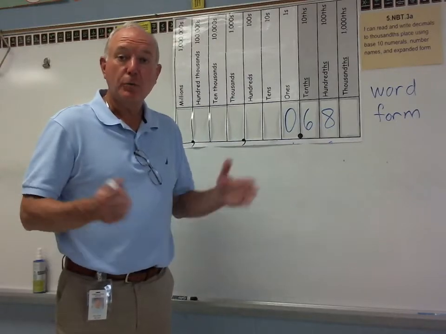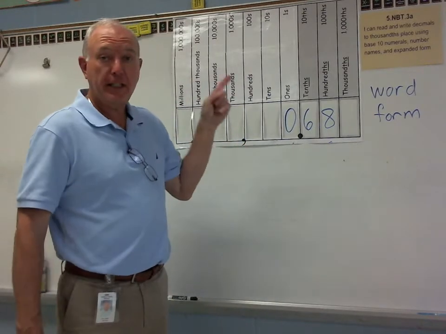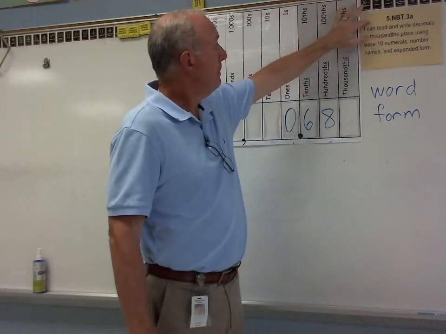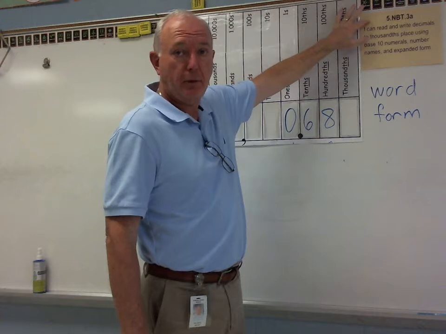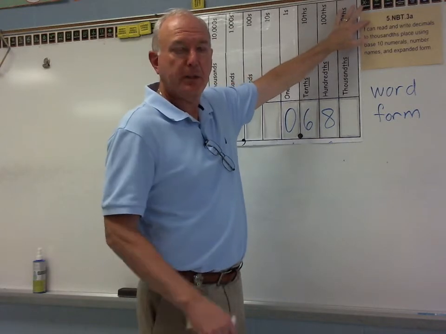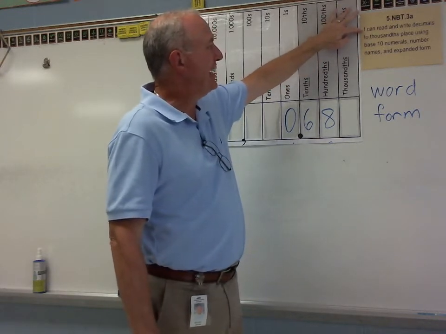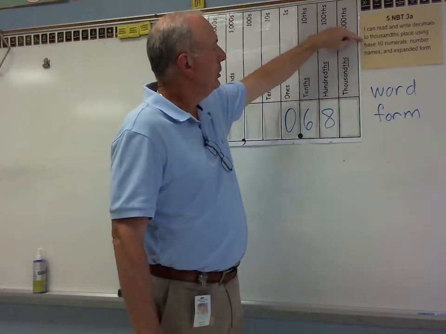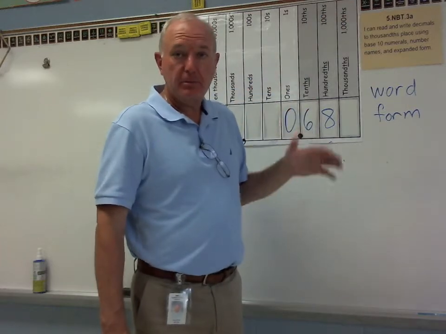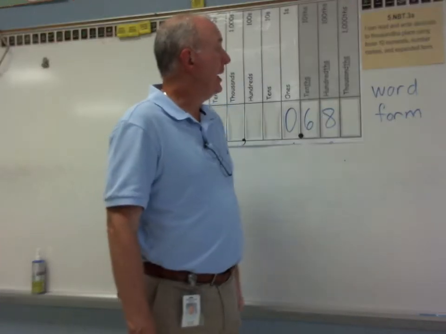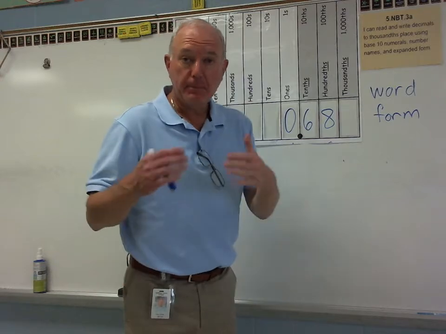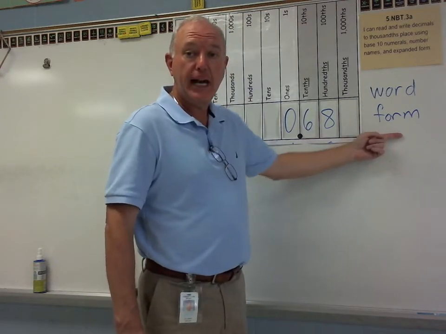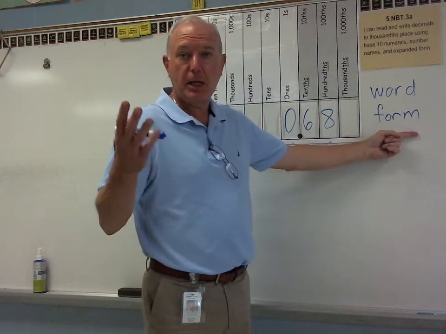Hello, class. We're back again today, and we're looking at the same target we had looked at yesterday. It's 5.NBT.3a. Here's what it is. I can read and write decimals to the thousandths place, THS, using base 10 numerals, number names, and expanded form. And our main concern today is number names, or what I call word form, same thing.